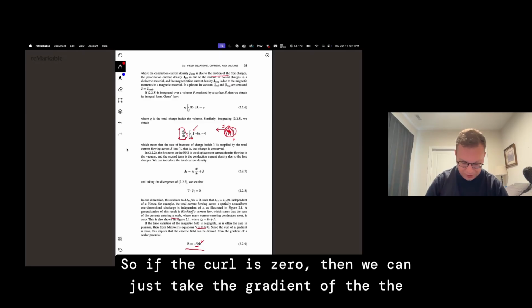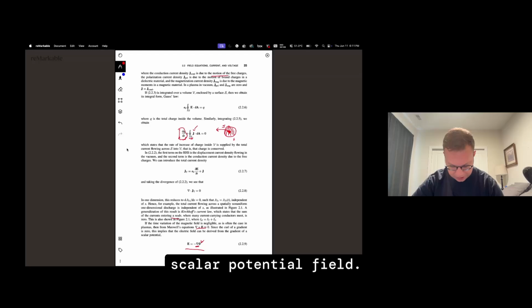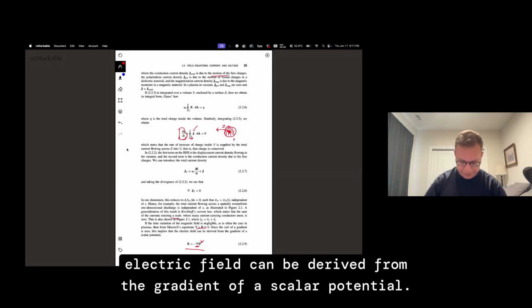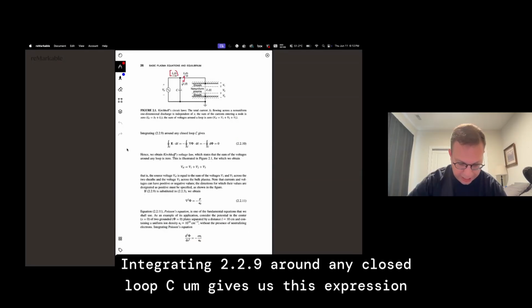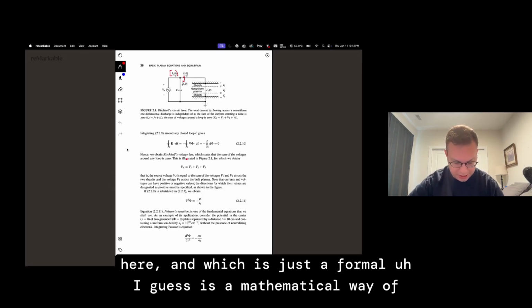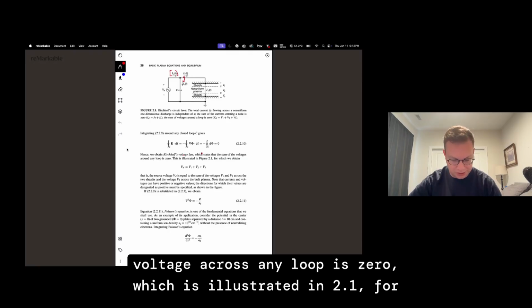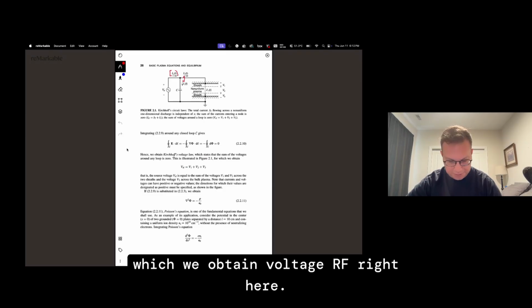I think I said curl. So if the curl is 0, then we can just take the gradient of the scalar potential field. Since the curl of a gradient is 0, this implies that the electric field can be derived from the gradient of a scalar potential. Integrating 2.2.9 around any closed loop C gives us this expression here, which is a mathematical way of writing Kirchhoff's voltage law, which states that the sum of the voltage across any loop is 0, which is illustrated in 2.1, for which we obtained voltage RF right here.